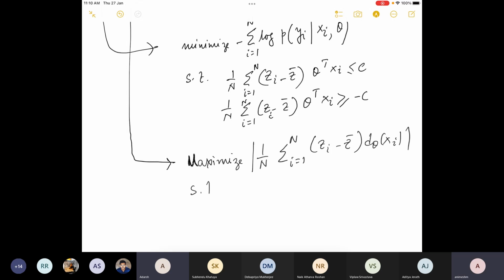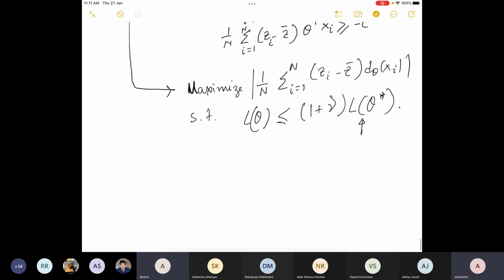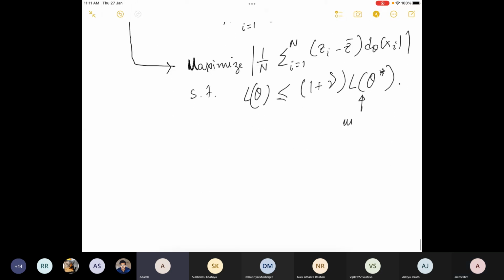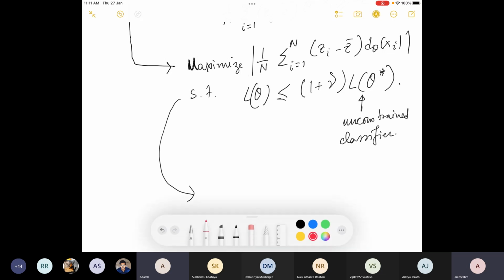Such that, or subject to, L theta less than or equal to 1 plus gamma L theta star, where L theta star is the loss function of the unconstrained classifier. Now, one can have a further fine-grained version of this particular objective function, and this is what the authors call the fine-grained accuracy constraints.